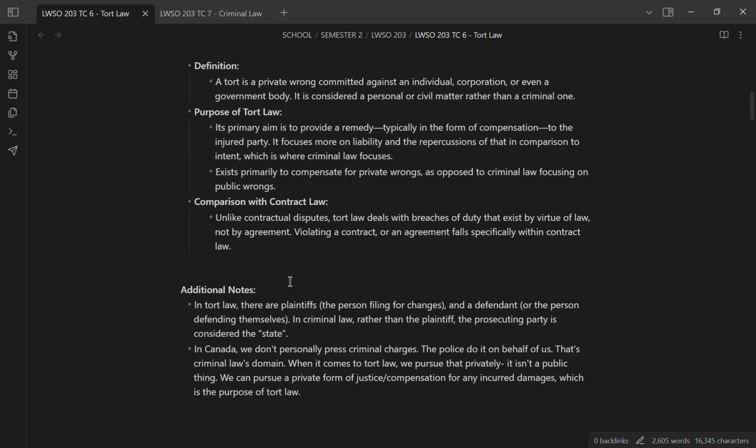Another thing, in Canada, we don't personally press criminal charges. The police can do it on behalf of us if we request it. But that's more about criminal law, the whole pressing charges thing. When it comes to tort law, we pursue that privately. It isn't a public thing, and we can pursue a private form of justice or compensation for any incurred damages, which is the purpose of tort law in itself.